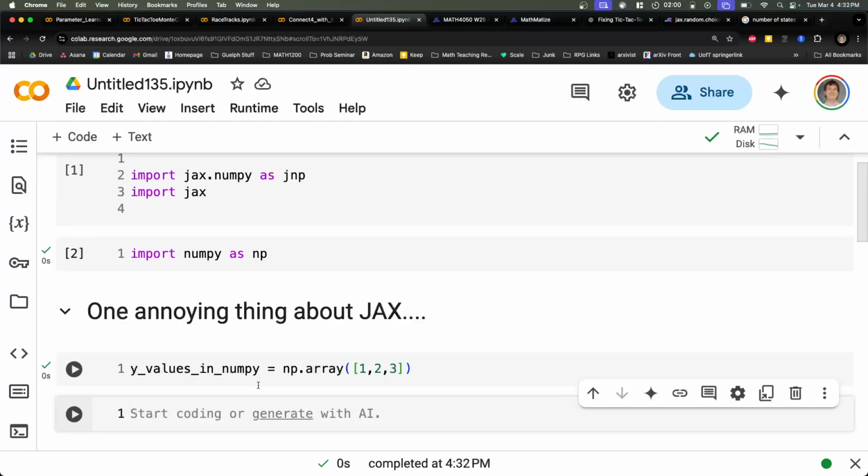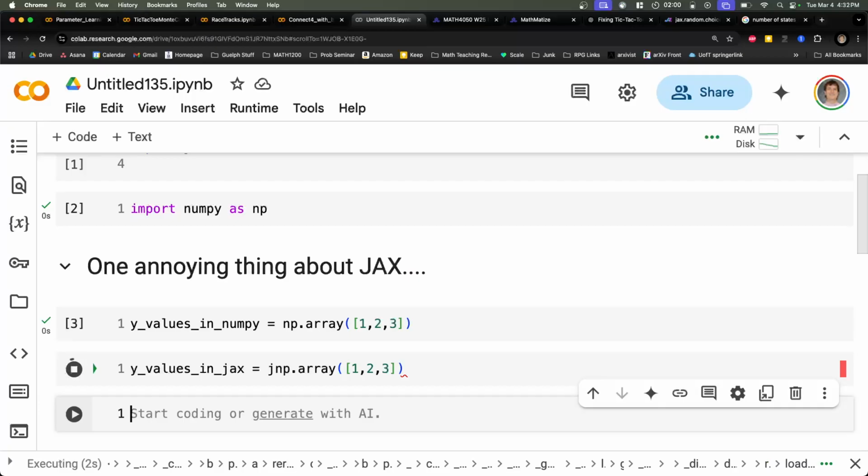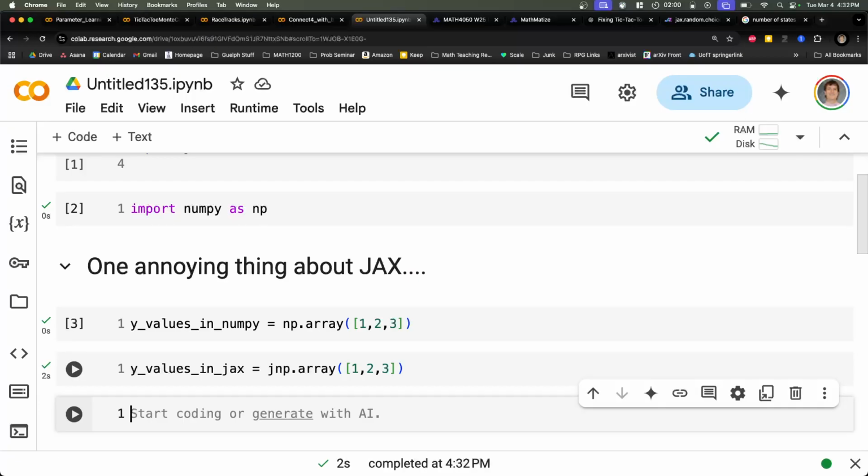Very nice. What is it like in JAX? The y values in JAX, well, actually, it's exactly the same: jnp. So what is the annoying thing? This does exactly the same thing as this. You can make the array. Here is the thing that is annoying.